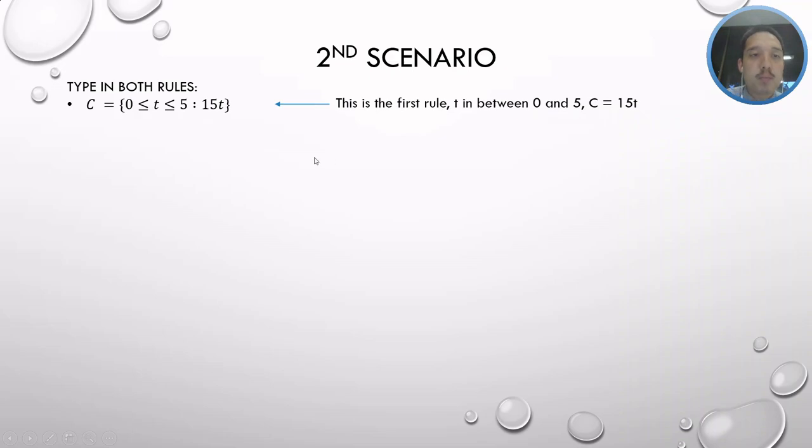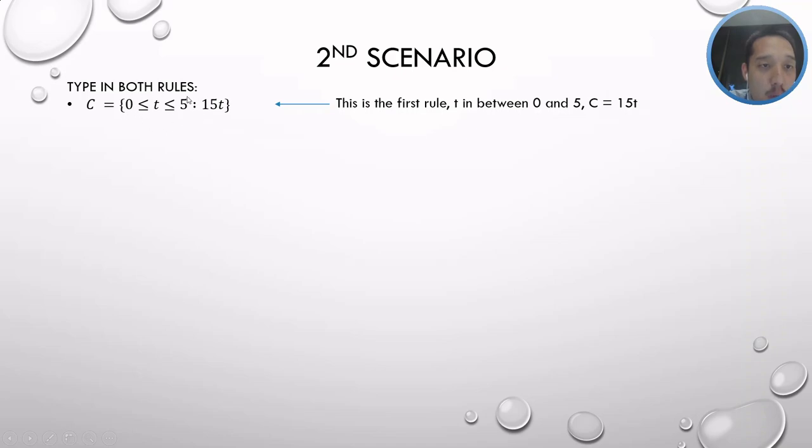You've got to be very careful. Here's the first rule. C is equal to, and I want you to just ignore the brackets and random stuff for now, but C is equal to 15t. That we already know about. But what we also need to be aware of is that we need to type this squiggly bracket in and to type in these values.